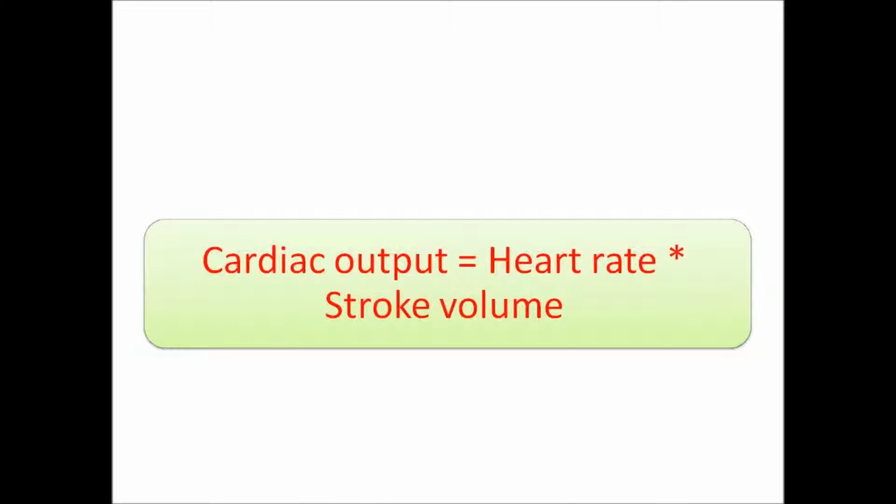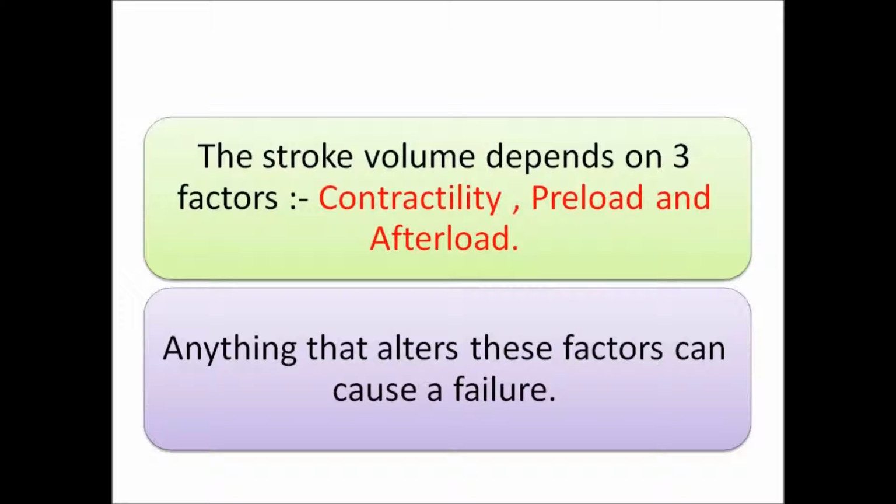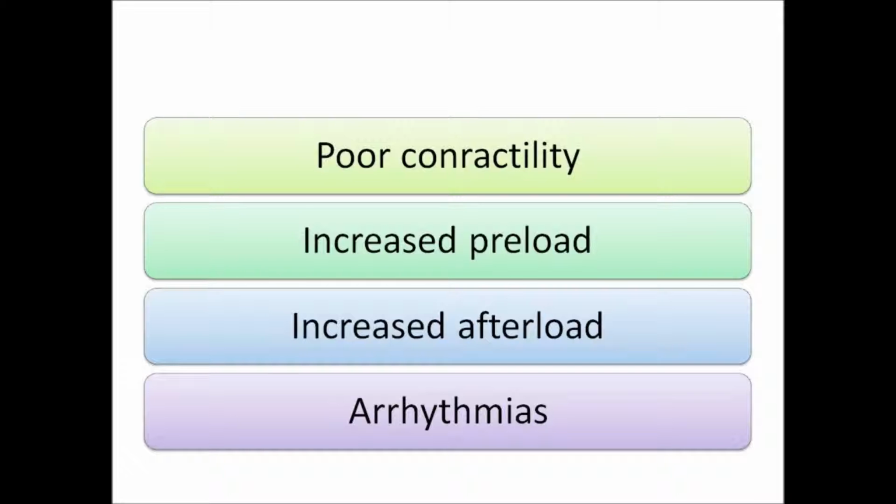So, to calculate the cardiac output, we have now two factors: the heart rate and the stroke volume. The stroke volume is actually dependent on three main factors, and these are the contractility, the preload, and afterload. So we have four factors that determine the cardiac output, and those are the heart rate, the contractility, the preload, and afterload. Anything that alters these factors can cause heart failure, and actually any heart disease can eventuate with heart failure. So, poor contractility, increased preload, increased afterload, and abnormal heart rate or rhythm can lead to heart failure. These are the main four mechanisms by which any disease can end with heart failure.